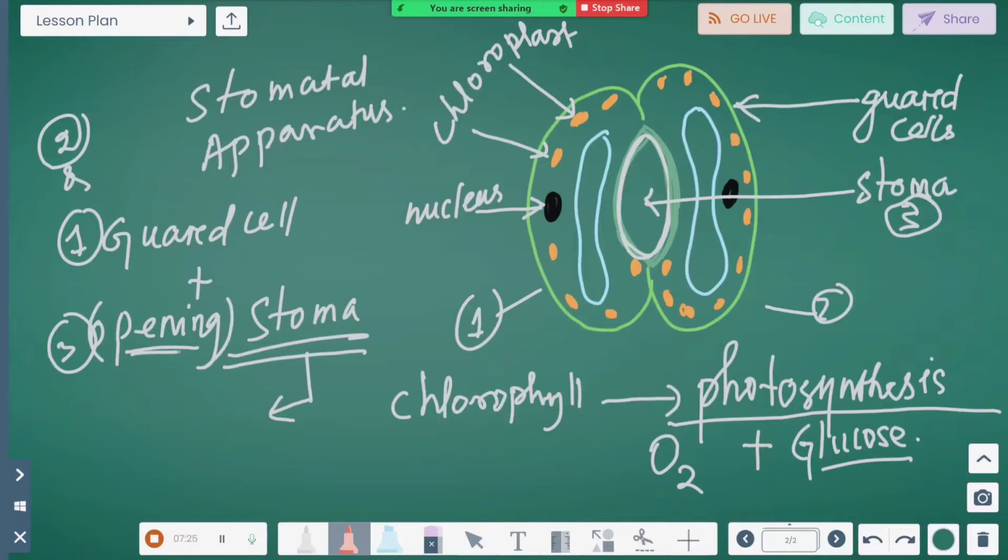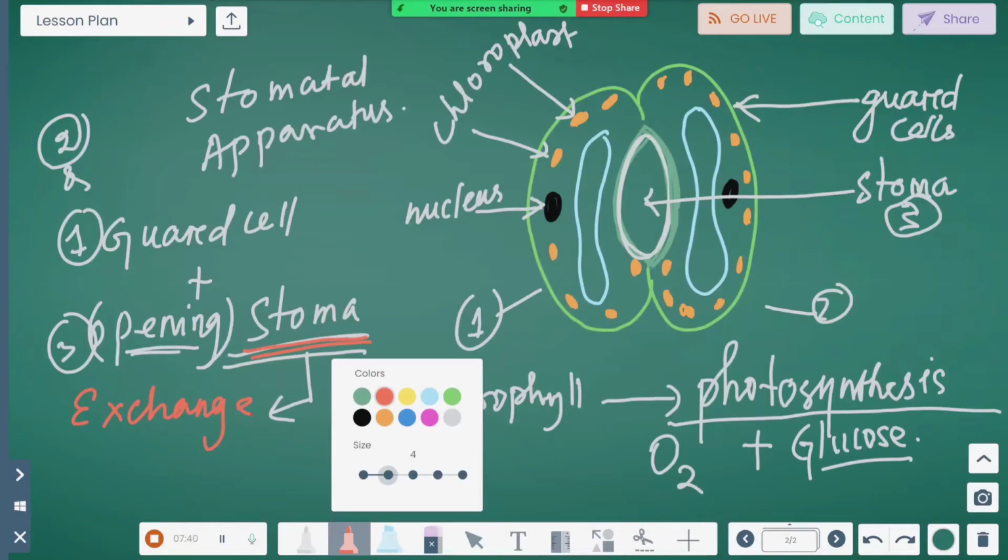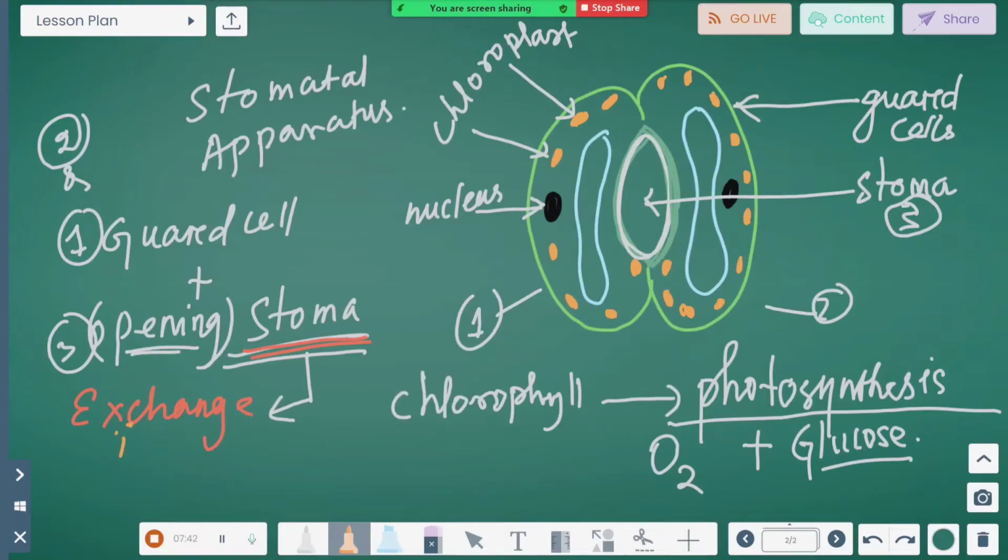Exactly over here, if the stoma is present on the leaf surface as an opening, there will be exchange of materials. Exchange of which materials? Two most important things: one is water in the form of water vapor, and second, exchange of gases.